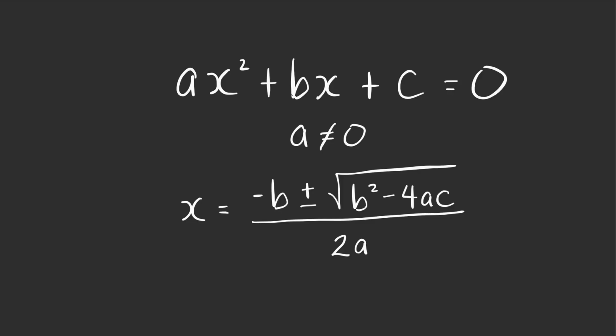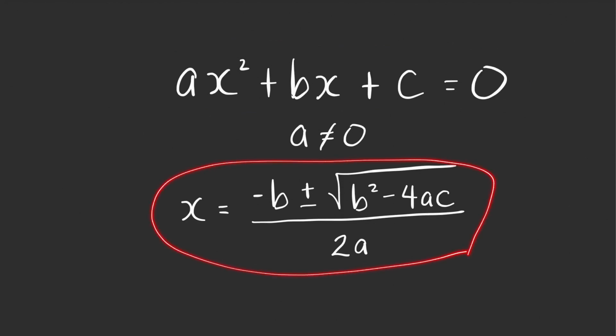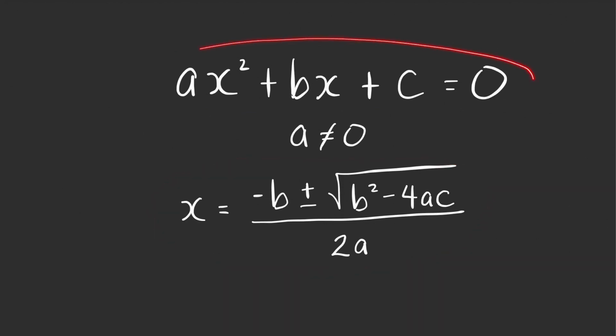Hello, in this video, I'm going to show you how to derive this quadratic formula, which gives the solutions to this quadratic equation ax squared plus bx plus c equal to 0. A, b, and c here are constants, and the coefficient of x squared, which is a, is not equal to 0. Let's get started. Let me write down the quadratic equation again.